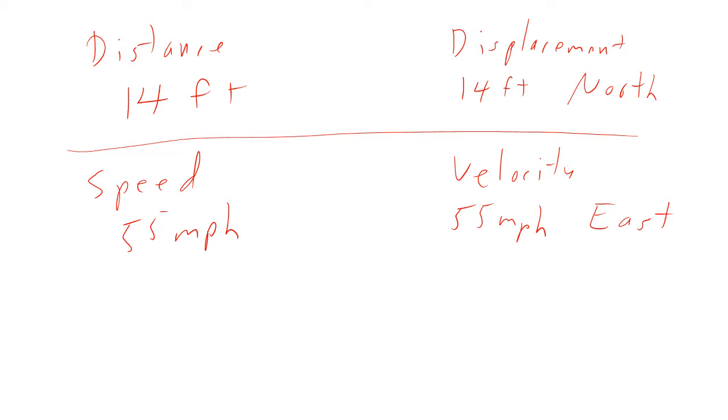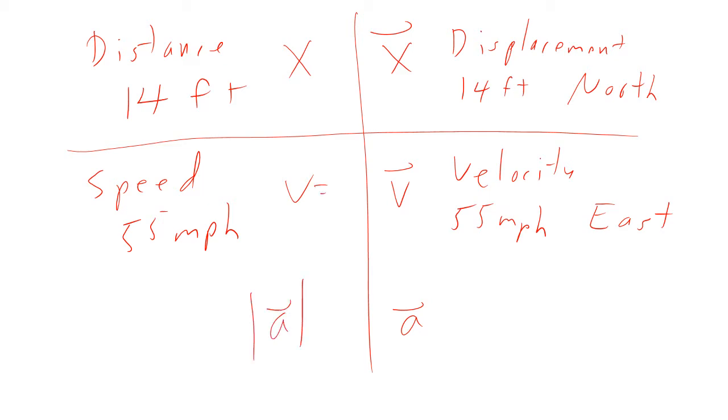Okay. Now, in physics and engineering, speed and velocity are different things. Velocity is a vector, and we write that v with a vector arrow. Just plain v is the speed. Distance is going to be x. Displacement is going to be x vector. And likewise, acceleration is actually a vector. So acceleration has direction to it, and so that's going to be a vector. The magnitude of the acceleration, and again, v equals the magnitude here, x equals the magnitude of the displacement.